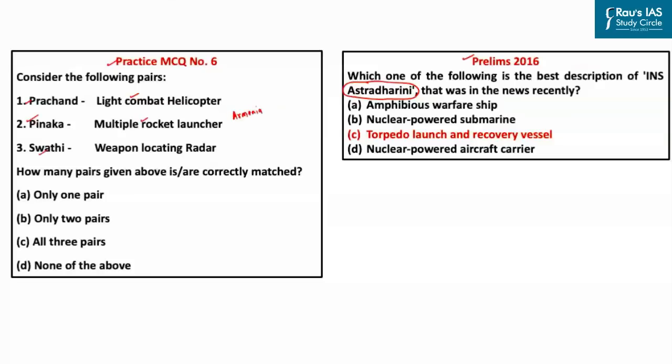Third one is Swati. Now Swati is a weapon locating radar, and this Swati was also in news when India signed an agreement with Armenia in 2020 to export this weapon locating radar. So here you need to find out as to how many pairs are correctly matched. So the right answer is C, that is all the 3 pairs.